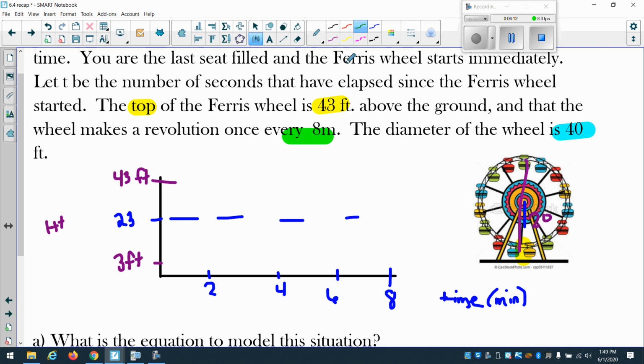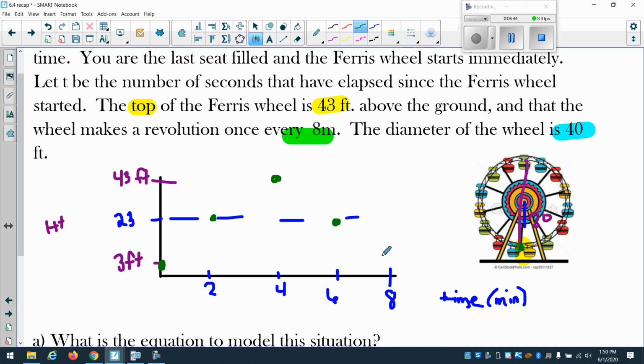Okay, now they're telling us that you get on the Ferris wheel at this point. So it's not at the ground, it's not at the maximum, not at the midline. If there was a platform at 23 feet where you get on the Ferris wheel, then that's where you would start. But here they're saying you're the last seat filled, which you won't get on at the top, only at the bottom. So 3 feet, and then you follow the pattern.